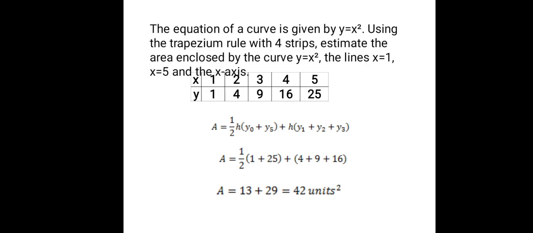The equation of a curve is given by y = x². Using the trapezium rule with 4 strips, estimate the area enclosed by the curve y = x² and the lines x = 1, x = 5, and the x-axis.